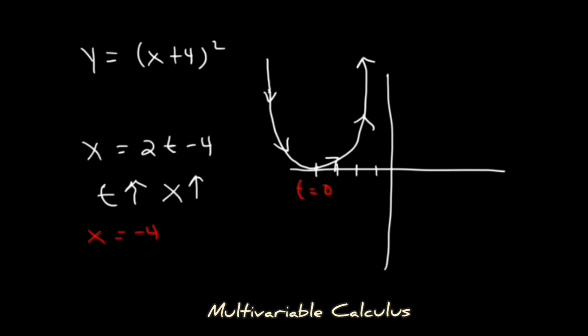When t is 1, x is negative 2. So which is this point. So that's t equals 1. And as you can see, t is increasing as you travel towards the right.